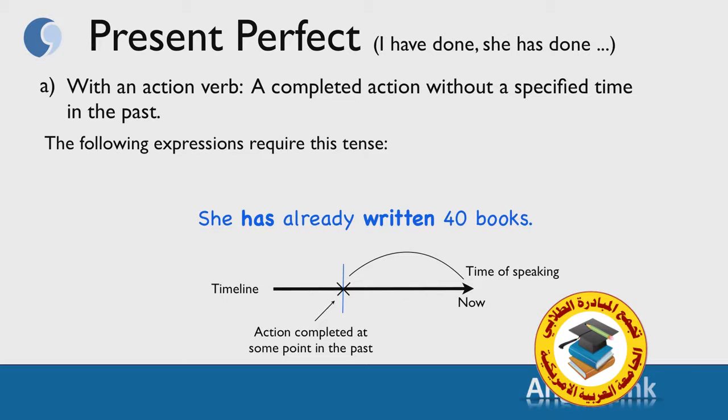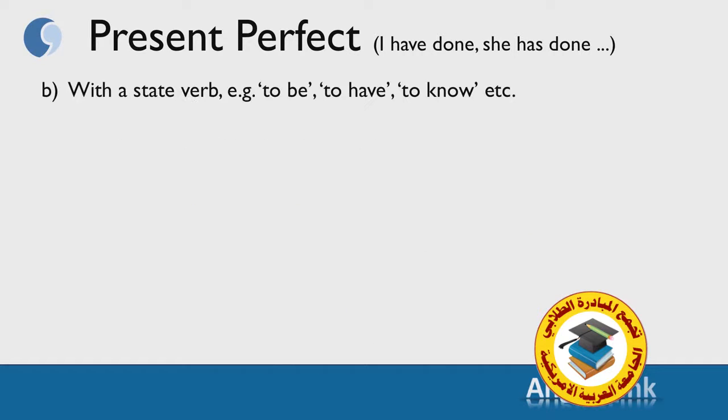Now, looking at the present perfect tense with state verbs, it's completely different. Remember that a state verb doesn't take a continuous tense. So, with a state verb, the present perfect has replaced the present perfect continuous. Which means that with state verbs, the present perfect shows a state that continues from the past to the present.